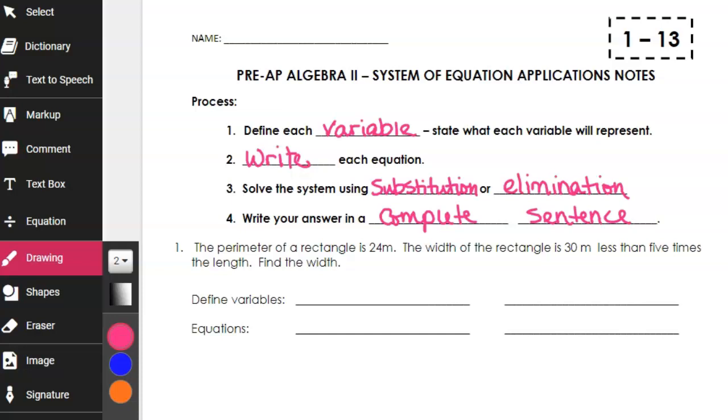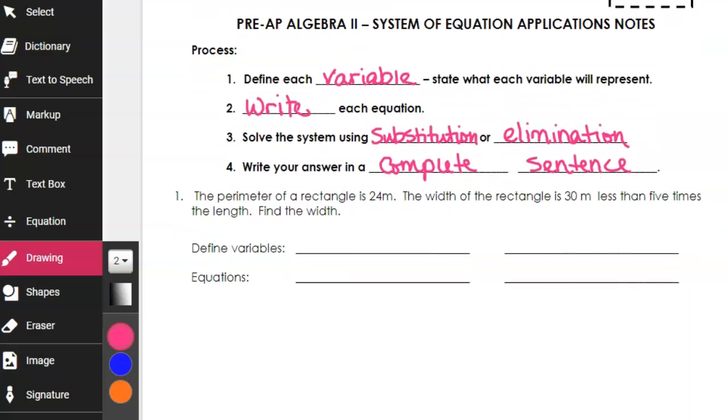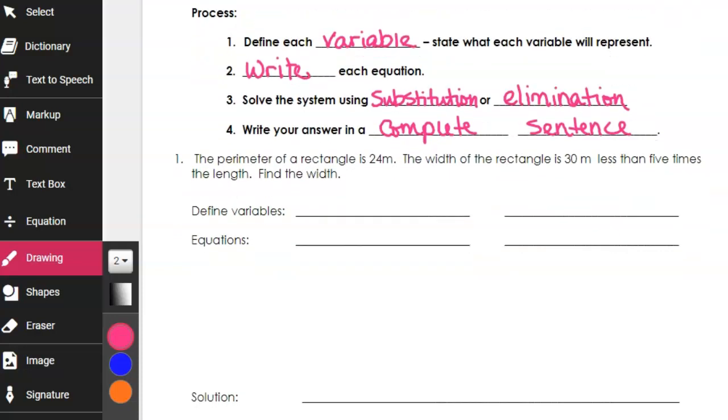So I'm going to scroll down, trying to keep our process in view still. There we go. We're moving on to number 1.